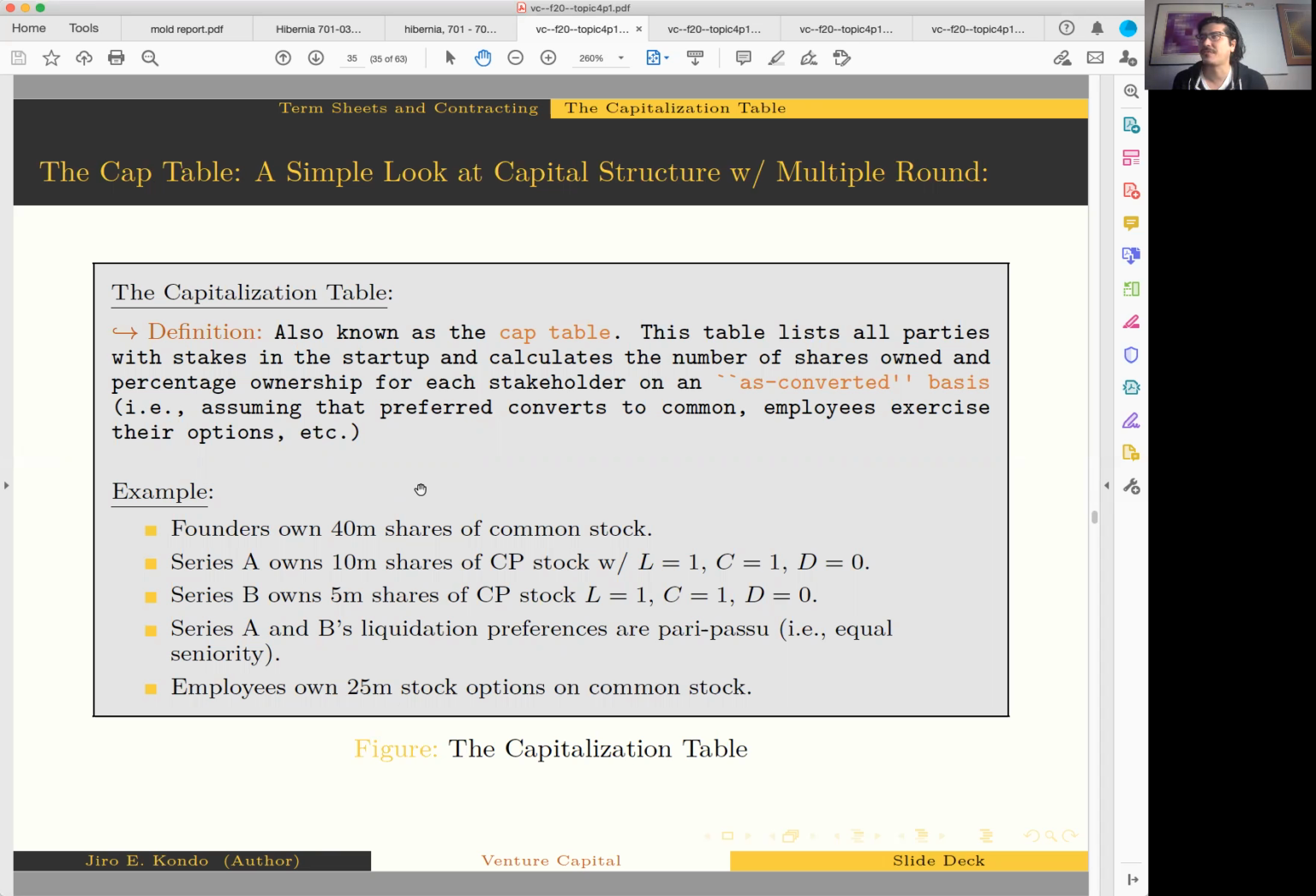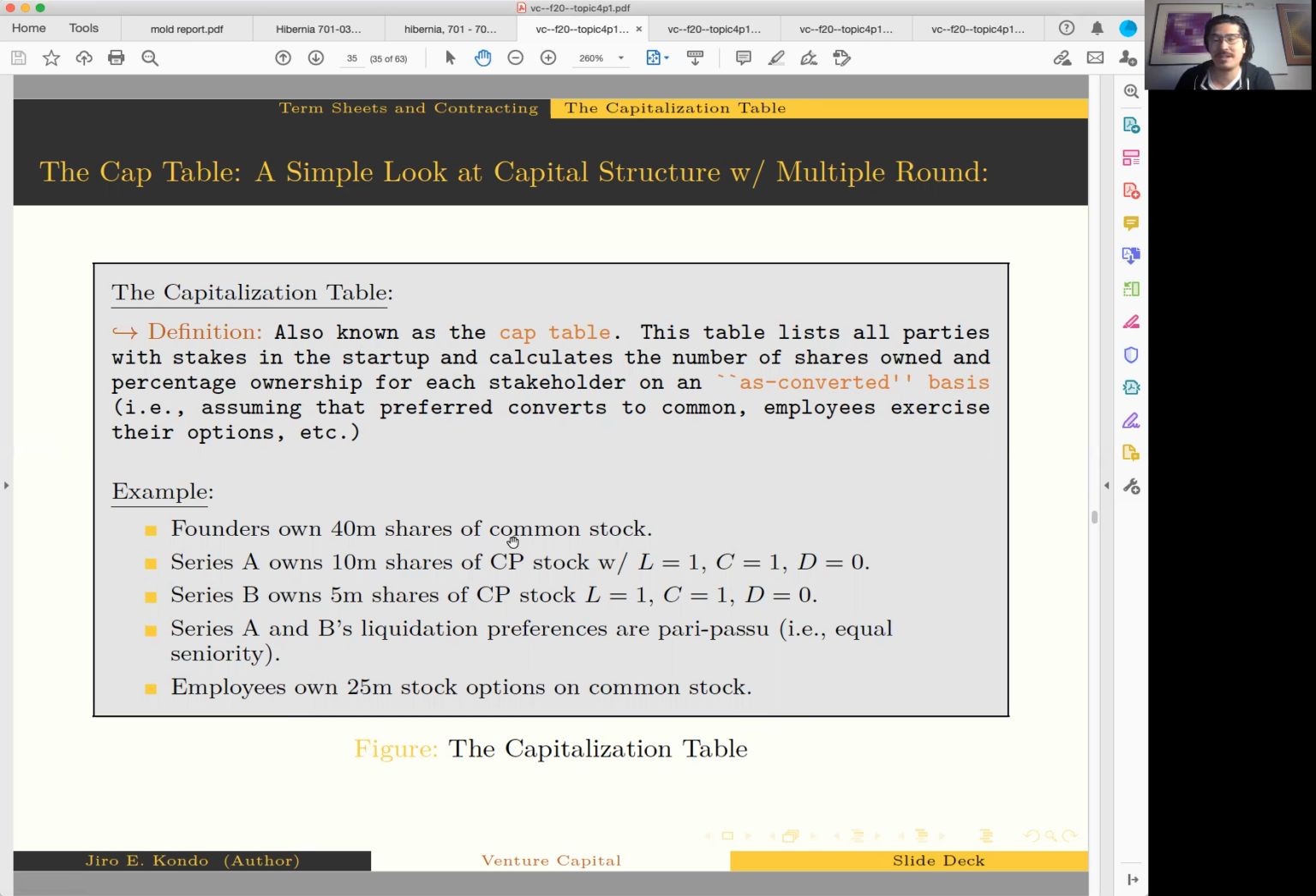And just a clarification, when I say as converted basis, I say assuming that any type of preferred equity converts to common, and that employees exercise their employee stock options, for instance. So let's actually look at a cap table, and we'll appreciate just how easy this calculation is. So we'll assume the following capital structure.